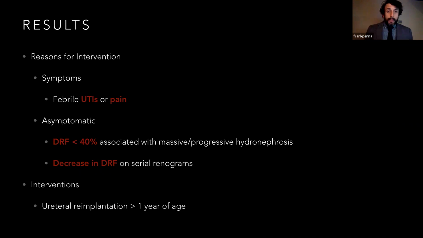Anyway, the reasons why we intervene in these kids, obviously, if they're getting recurrent UTIs or if they're older and they're having pain, certainly if they're having diminished function as well, if there is an obstruction there and their kidneys are less than 40% functioning, we worry about long-term damage to that kidney.